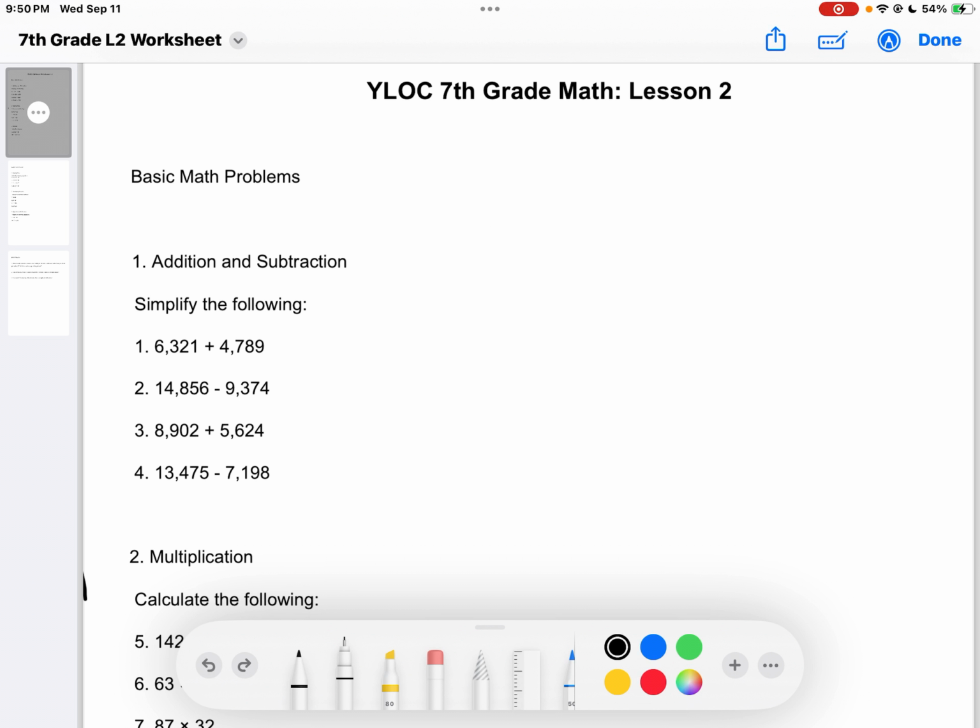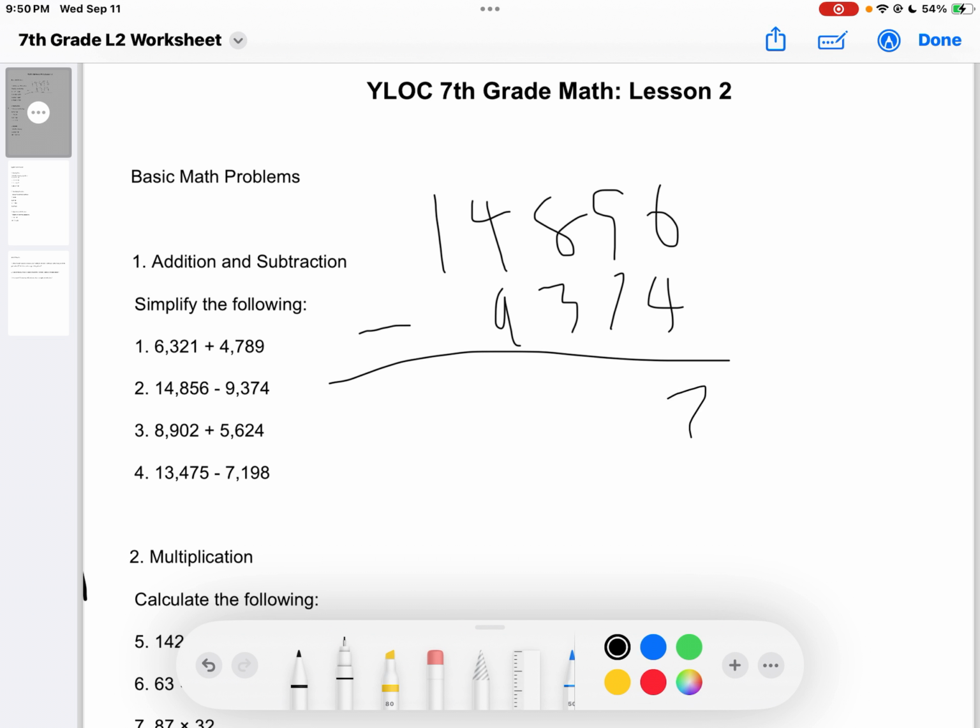Moving on to question number 2. 14,856 subtracted by 9,374. 6 minus 4 is 2. You can't subtract 7 from 5, so you need to change this to 15, and change this to 7 because you carried the 1. 15 minus 7 is 8. 7 minus 3 is 4.